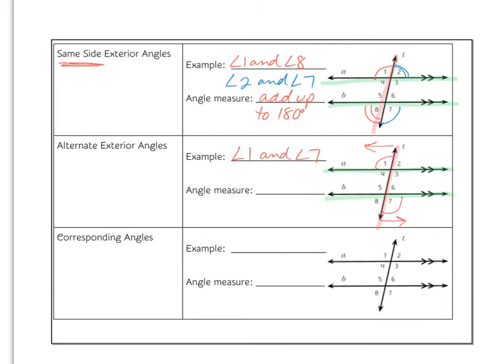Now look at their sizes. Does 1 look obtuse to you? It does to me. And 7 also looks obtuse. So guess what? Their measures are going to be congruent or equal, or in other words, the same size. So if angle 1 is 100, then angle 7 will also be 100. Okay? They'll have the same measure. They're on opposite sides. I'm going to write that over here. Opposite sides of the transversal.